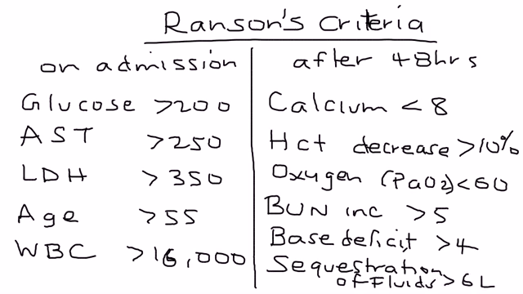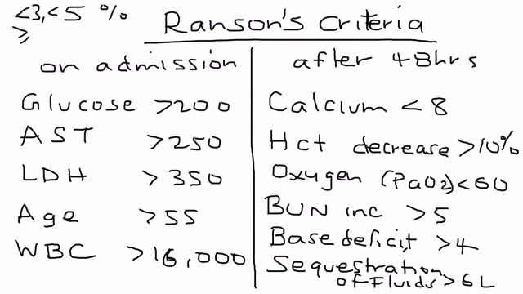So this is part of Ranson's criteria. Now, why is this important? It's important because if you have less than 3 of these upon admission, or less than 3 of these total, the mortality is about 5% or less.